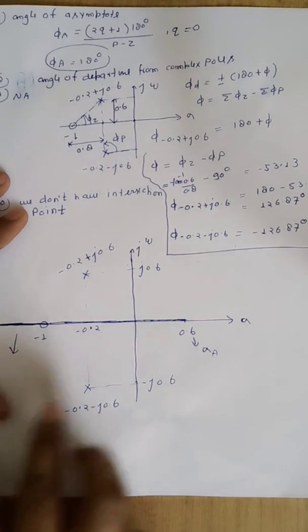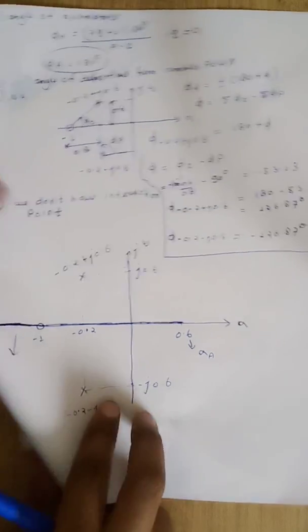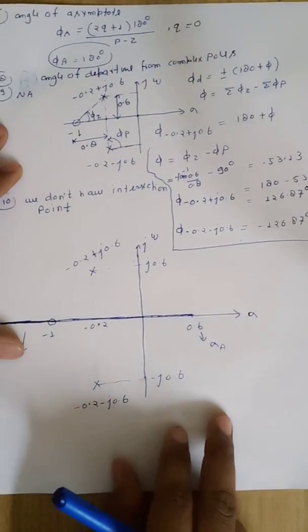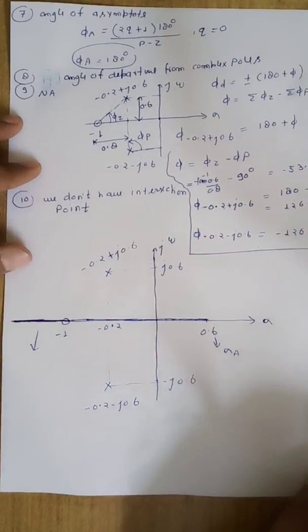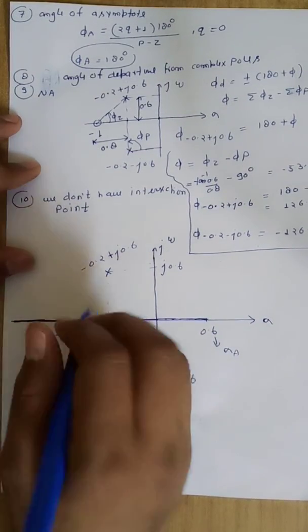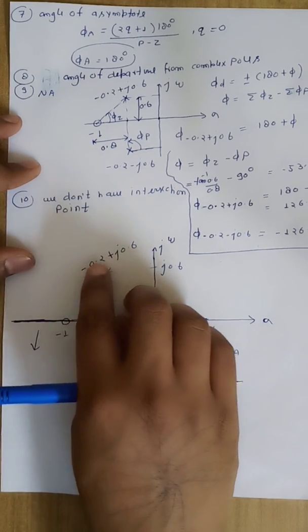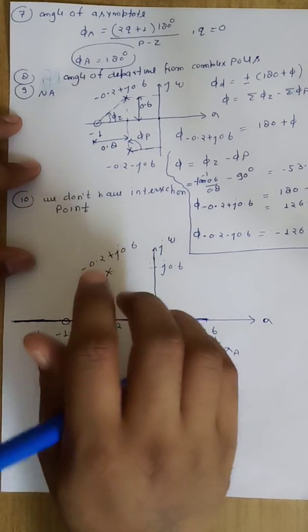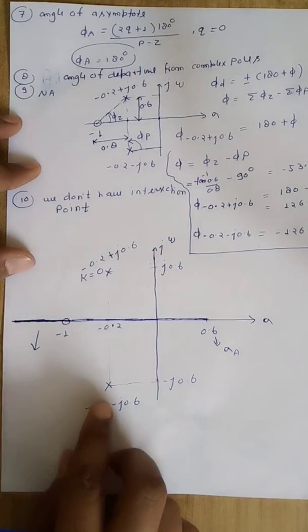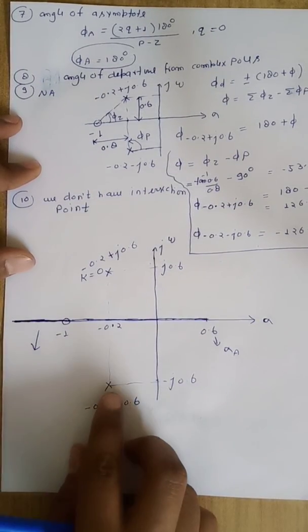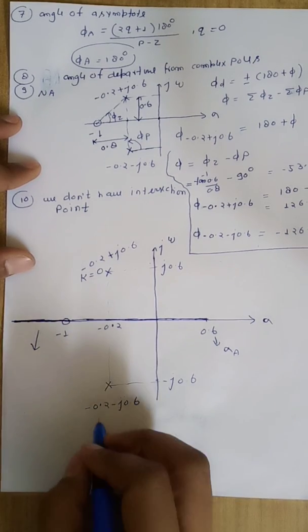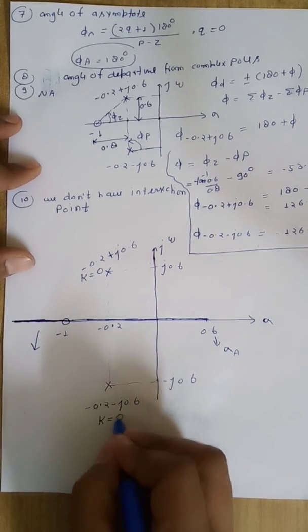Already we have decided according to third rule. So here root locus branch starts from minus 0.2 plus j 0.6 for k equal to 0. Similarly, second root locus branch starts from minus 0.2 minus j 0.6 for k equal to 0.